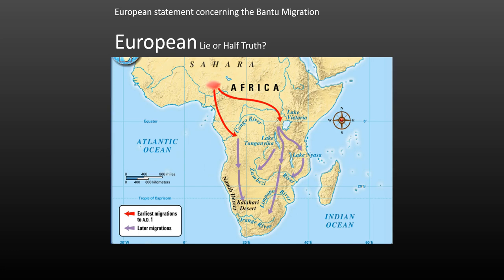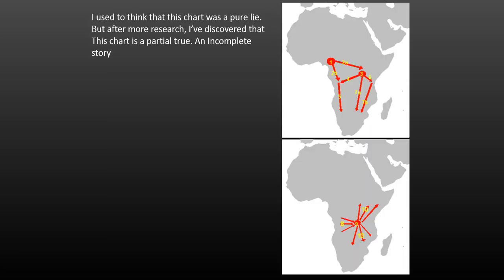So is the European statement concerning the Bantu migration a lie or is it a half-truth? They indicated that for some reason, the Bantus were in Cameroon, in Nigeria, and headed south and just took over, populated all over the place, right? So I would tend to state that that is a half-truth. I used to think that this chart was a pure lie, but after more research, I've discovered that this chart is a partial truth, an incomplete story. So it's highly likely that at some point we did end up, and you'll see according to some research, we ended up in the Nigeria area, and then some of them also went further south.